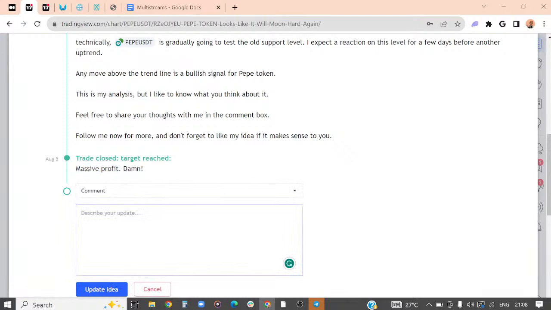Just a comment, I will say that since the support was broken and it became new resistance, that's an update on my chart. So it makes sense to look for a long entry now. What do you think?